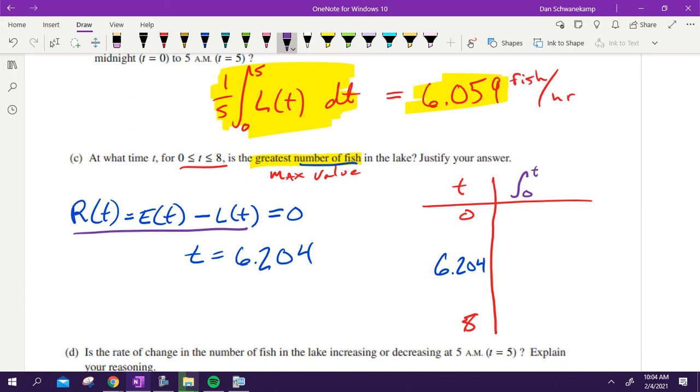So I'm integrating from 0 to t, because for each one, the time is different. On this one, I'm going to integrate to 0. This one is different. Of r of t dt. That is going to tell me the amount of fish in my lake. What am I going to get if I integrate starting at 0 and go till 0? 0. So it's not at 0. That's not the max amount of fish. There weren't any fish in the lake. Then I want to integrate to 6.204.